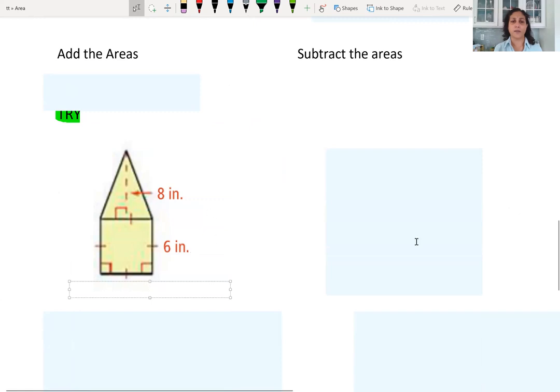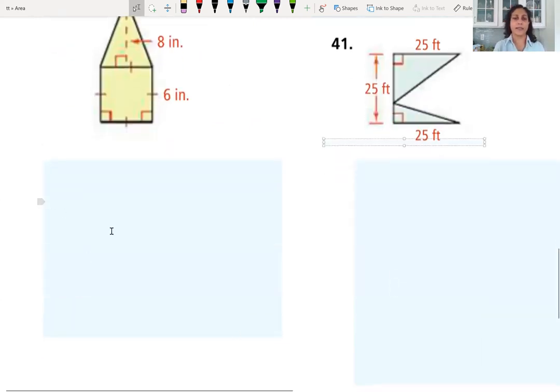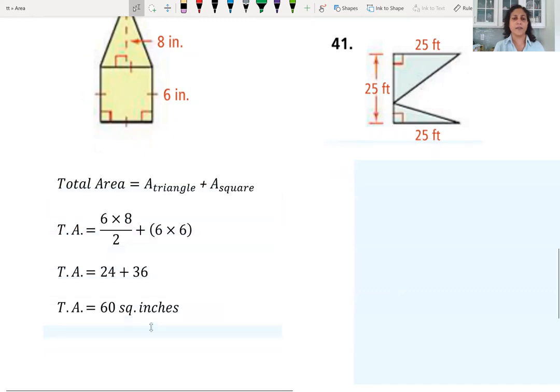Okay, so give that one a try. And then the one on the right, give that one a try too. Remember, the first one is an example of adding the areas, and the second one is an example of subtracting the areas. And let's see if you got it right. I have total area is area of triangle plus area of square, and I find each one, and the answer is 60 square units.